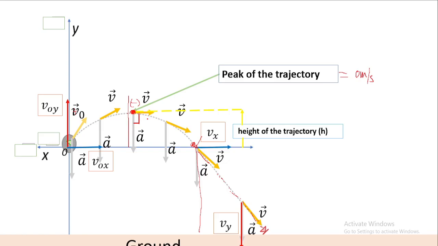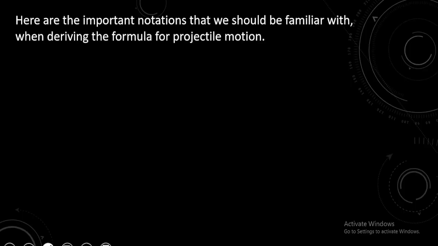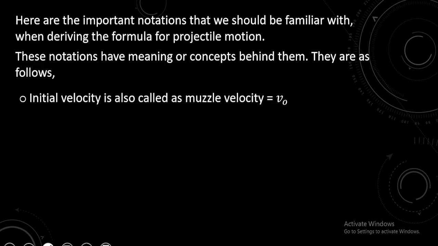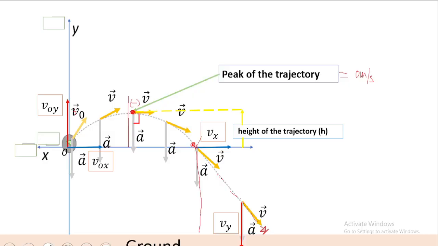We have the formula for that. I'm going to teach you how to solve for that later on, and let's move on. Here are some important notations that we should be familiar with when deriving the formula for projectile motion. These notations have meaning and concepts behind them, so they are as follows. Initial velocity is also called the muzzle velocity. Let me just go back there. Here the muzzle velocity, or v sub o, is not equal to v sub y, and this is not equal to v sub ox. Do not be confused with that.